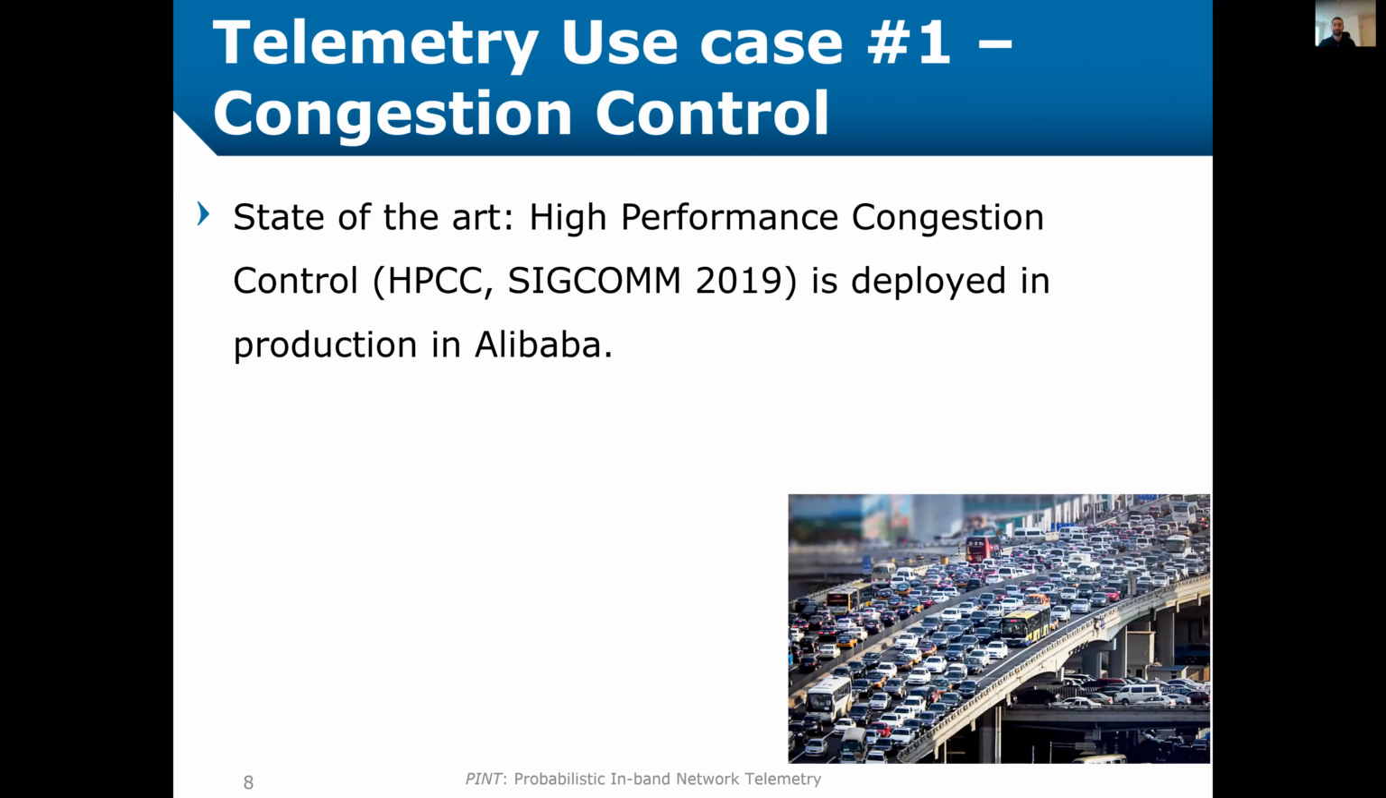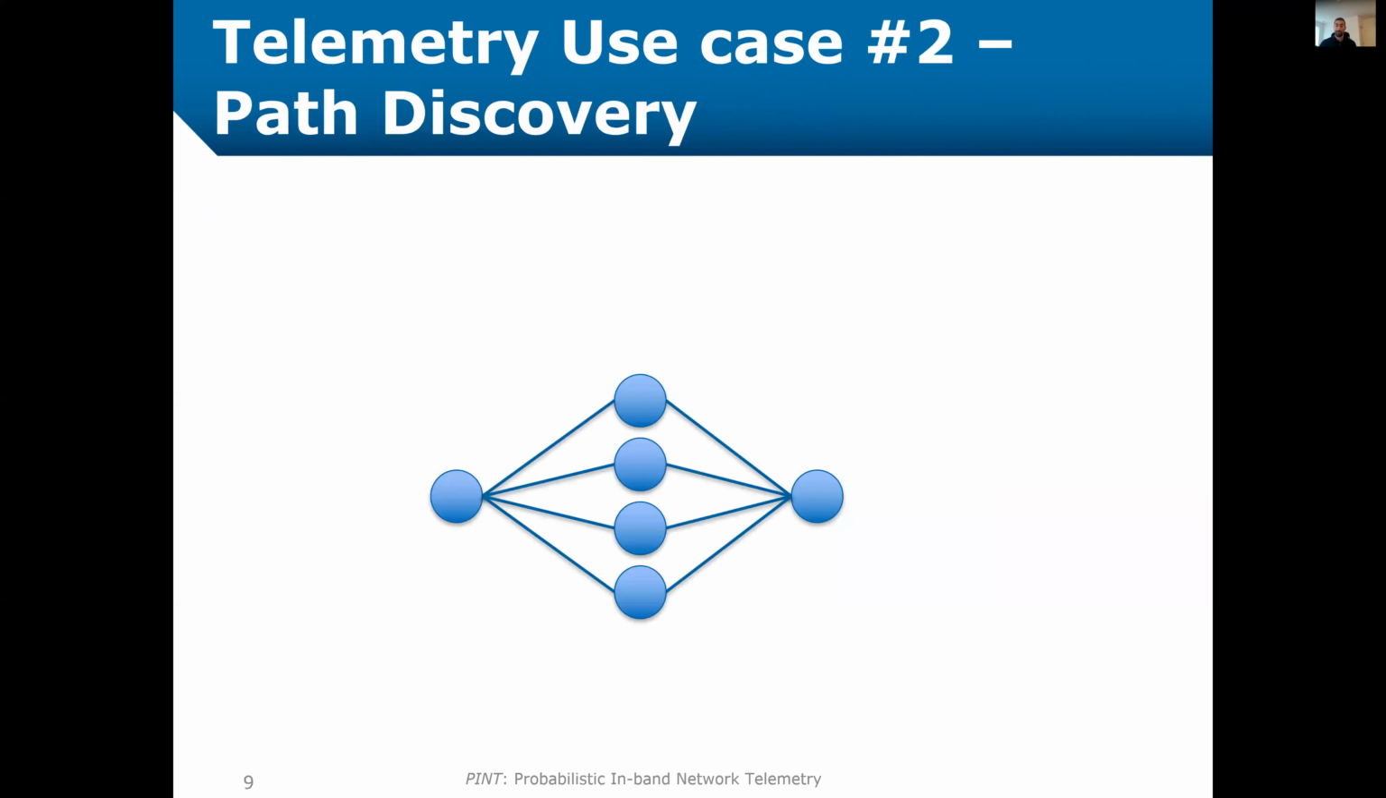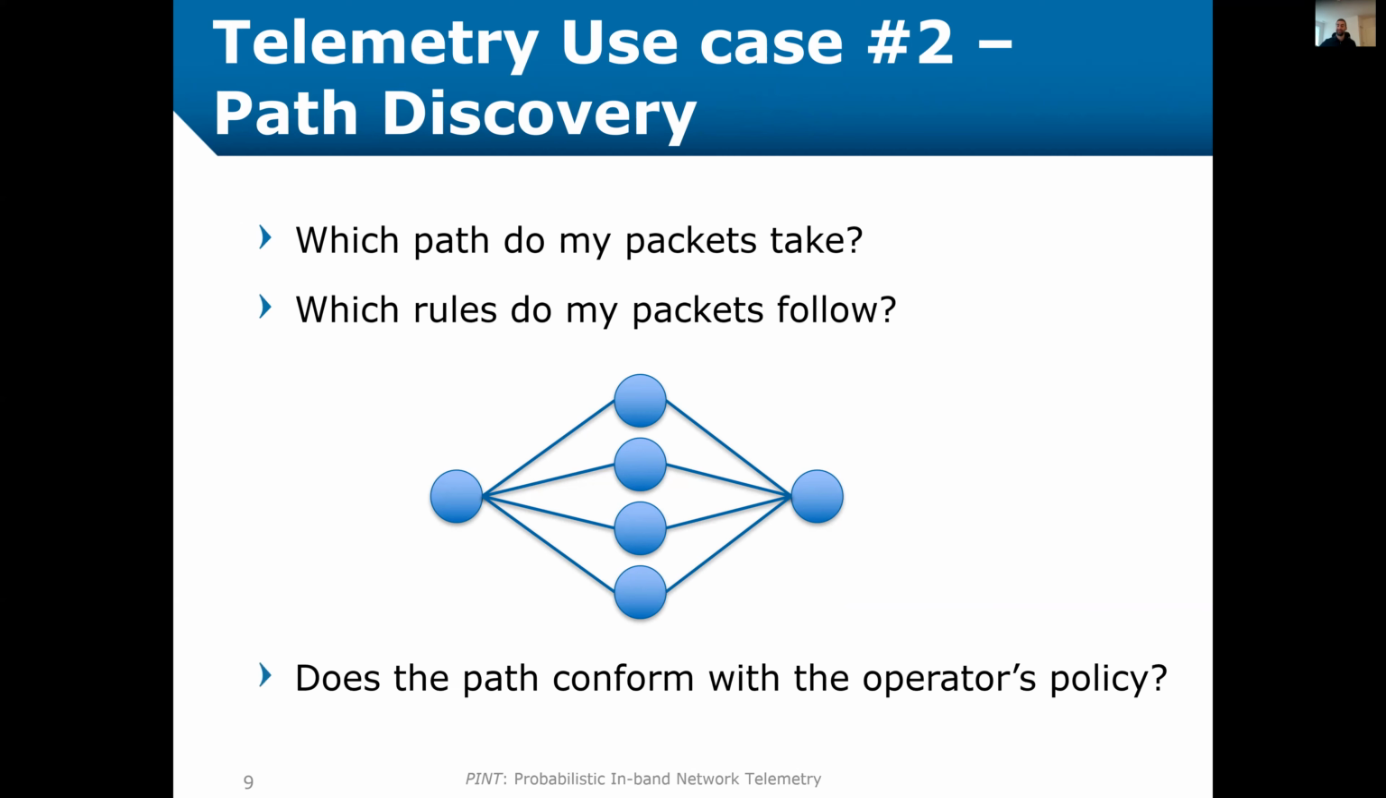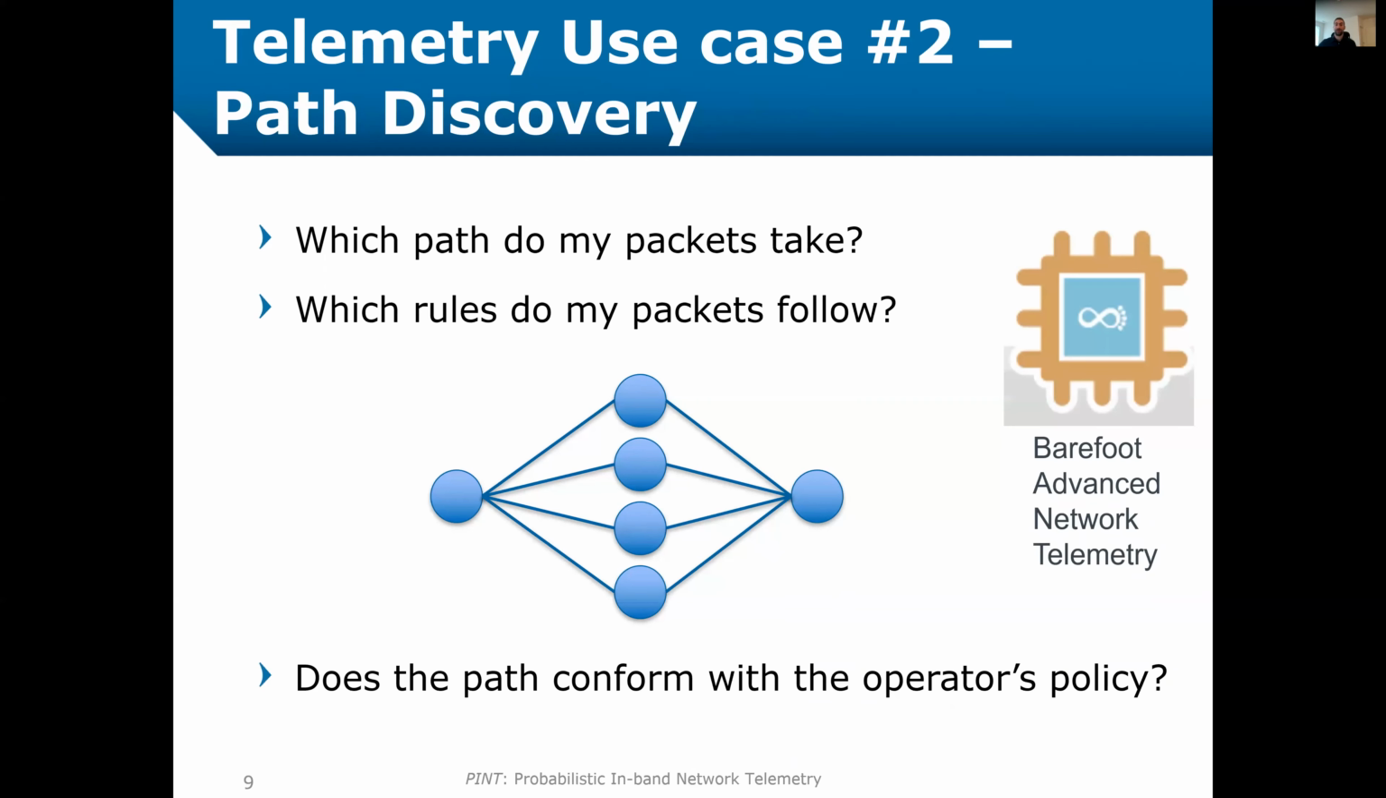And this allows the end host to determine at what rate it can send without causing congestion, without overwhelming the network. A second use case is for path discovery. So the idea is that there can be many different ways to connect the source and destination. And here I want to know which path do my packets take, or which rules do they follow. More high level, I want to know if the path conforms to policy. And this is actually one of the use cases that Barefoot markets as their advanced network telemetry.